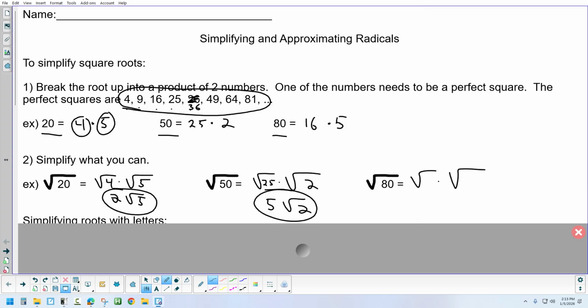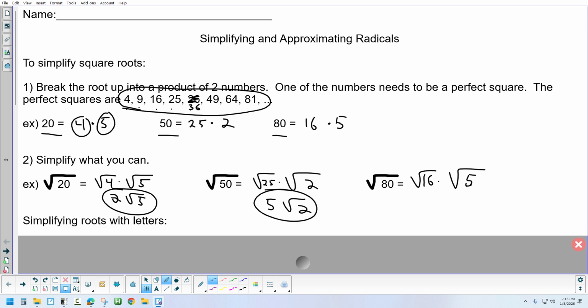Break it up into 2 square roots. What are 2 numbers that multiply to give me 80? Yep, what we just figured out up above. 16 and 5. Which one of these can you take the square root of easily in your head? 16. What's the square root of 16? 4, because 4 times 4 gives you 16. Sorry, you were thinking of 8 plus 8. So, 4 square root of 5.